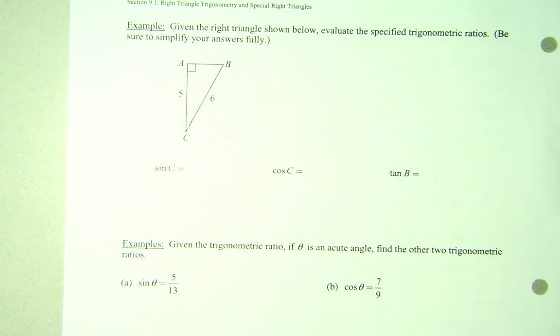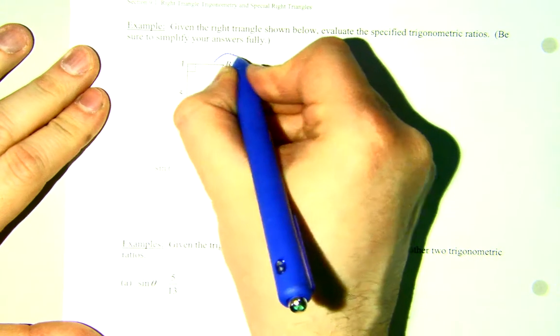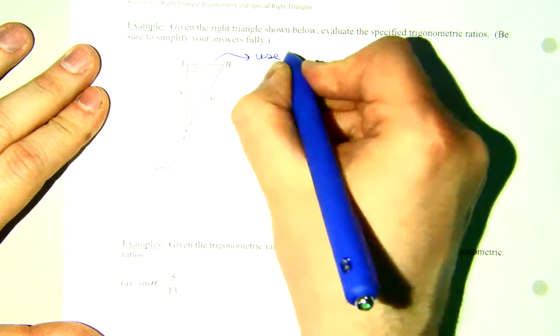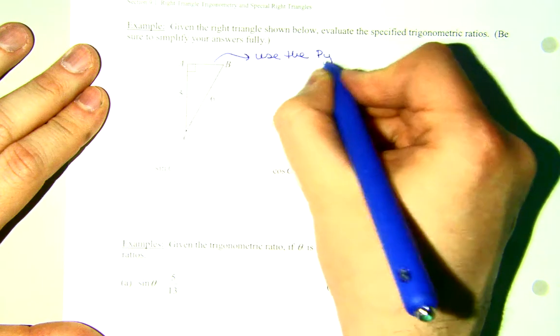Raising your hand, how do you find a missing side of a right triangle? Lionel. We need to use the Pythagorean theorem. If we are missing a side, we are going to use the Pythagorean theorem to find it.